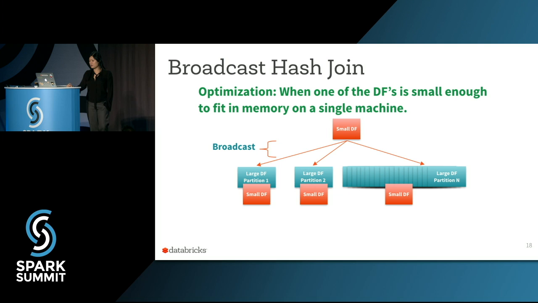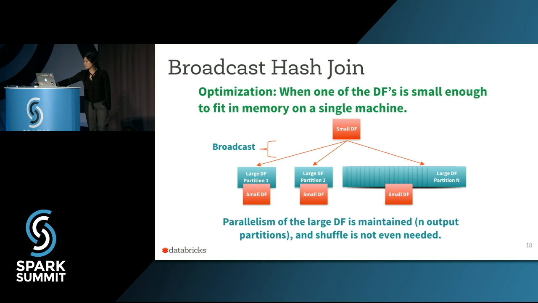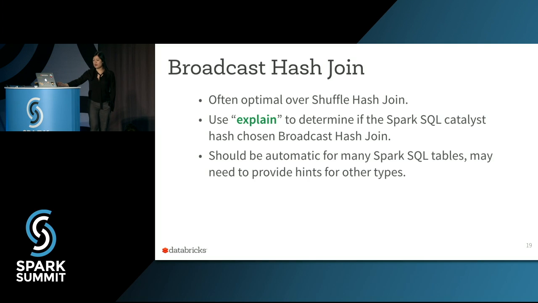So what you'll notice with broadcast hash join is the parallelism of the large data frame is maintained, so it's going to work great. We don't even need shuffle. So here we don't even need to transfer data from one node to the other. This is going to work really well and be performant when you do have a broadcast hash join scenario. It's often optimal over shuffle hash join, as I mentioned, since you don't have to do that shuffle phase.